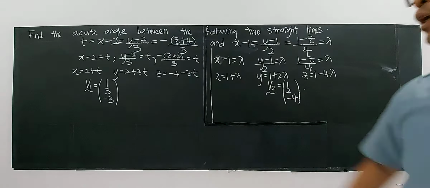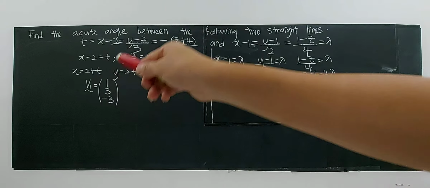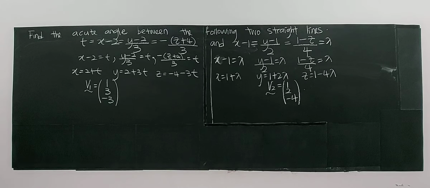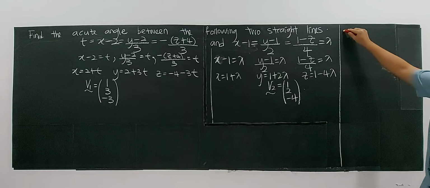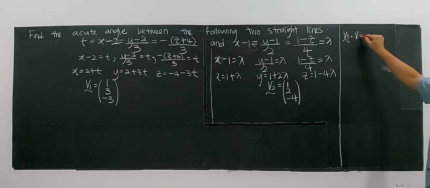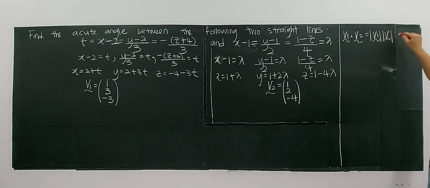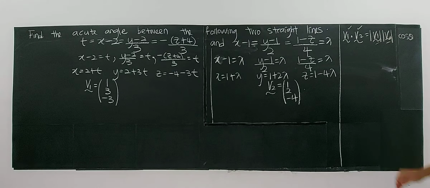So now I have the two direction vectors. This is the direction vector for this line, and this is the direction vector for the other line. With this information, I rewrite the formula here: V1 dot V2 equals the magnitude of V1 times the magnitude of V2 times cosine theta. So based on the formula, we need V1 dot V2 and the magnitudes of V1 and V2.